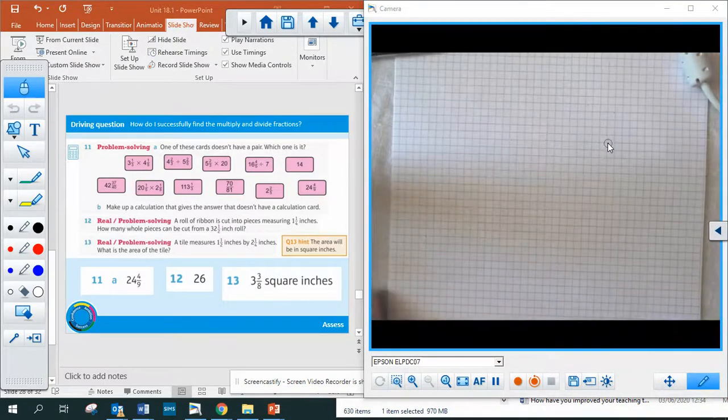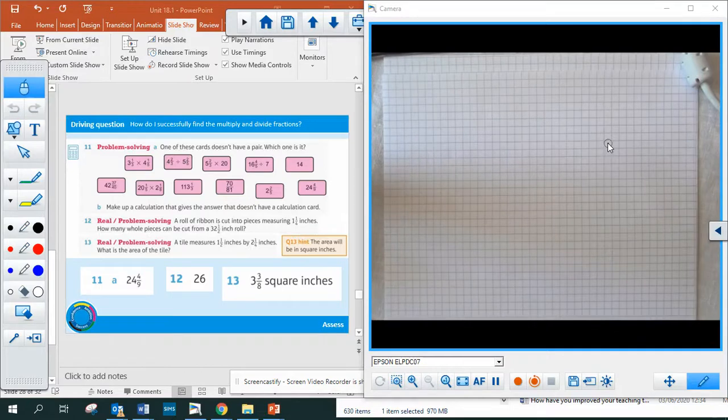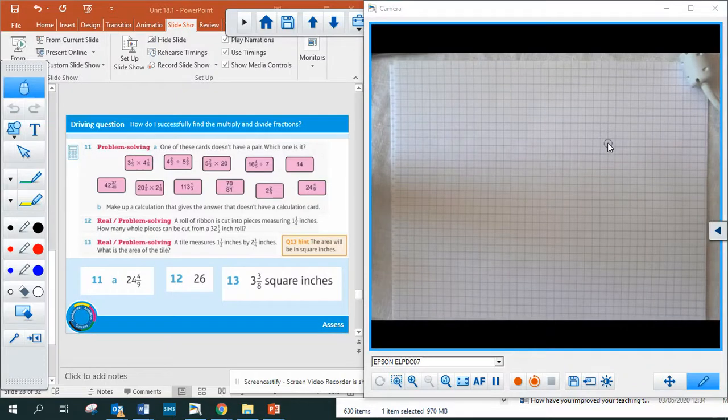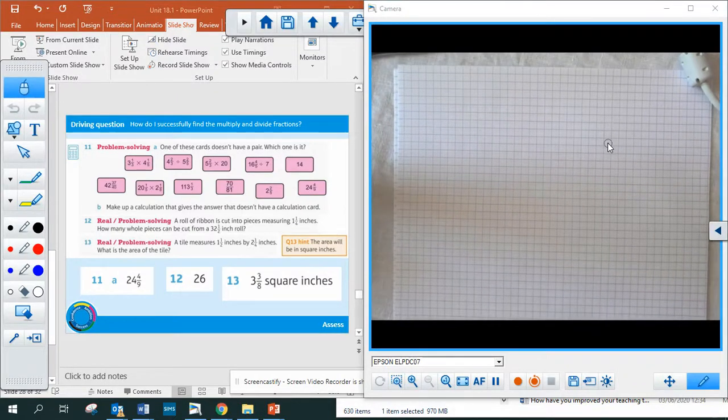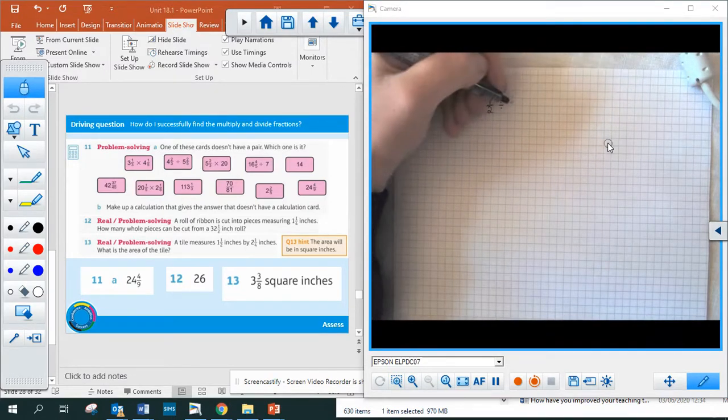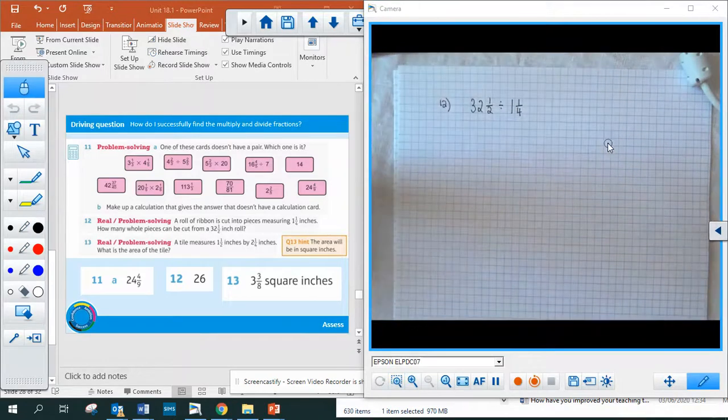Okay, so for question 12, it says, a roll of ribbon is cut into pieces measuring 1 1/4 inches. How many whole pieces can be cut from 32.5 inch rolls? Okay, so we need to see how many of those 1 1/4 inches go into 32.5 inch rolls. So we're doing 32.5 divided by 1 1/4. Okay, so you just have to extract that information and turn it into a calculation.